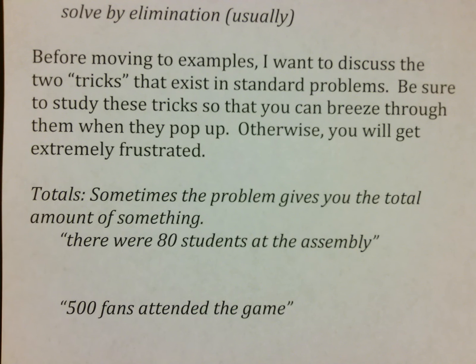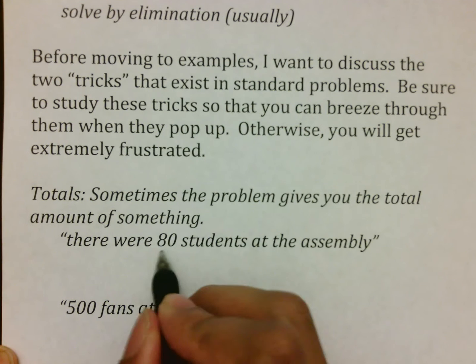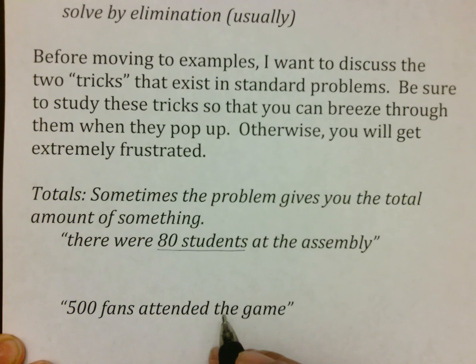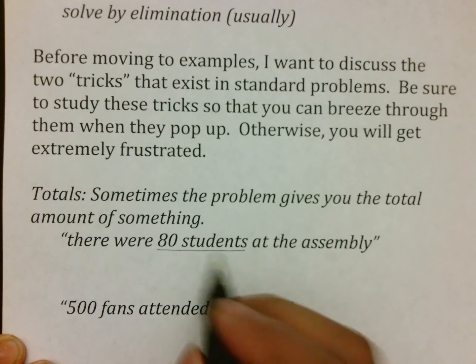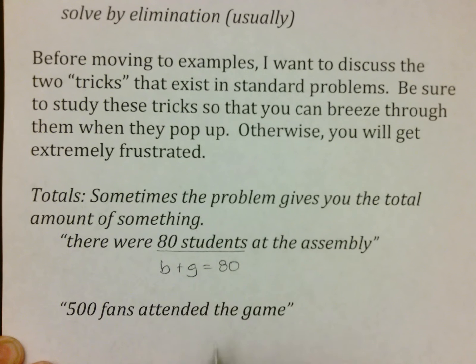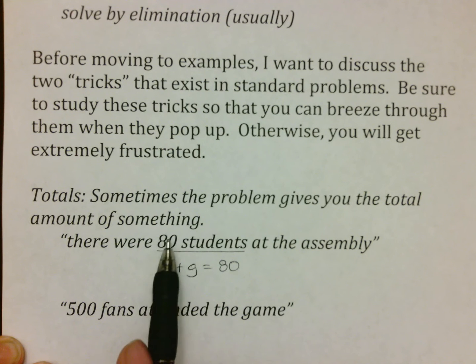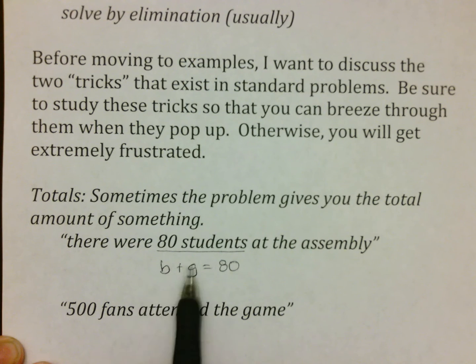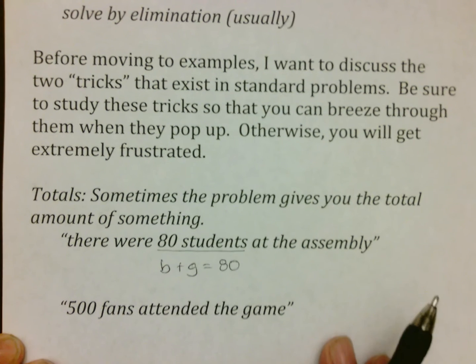One of the things that you might see in a standard problem is a hidden total. A hidden total just means that they don't tell you that it's a total, but you need to use it as a total. If you saw a word problem that said there were 80 students at the assembly, you need to understand that 80 students represents a total of students. Typically you're going to have two variables. If you're breaking students into two groups, you would have boys and girls equal 80. So in a hidden total, you usually take that number and separate the two variables and add them up to make whatever that is. Some number of boys plus some number of girls added up to 80 students.